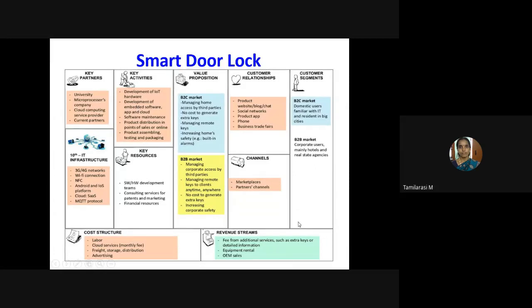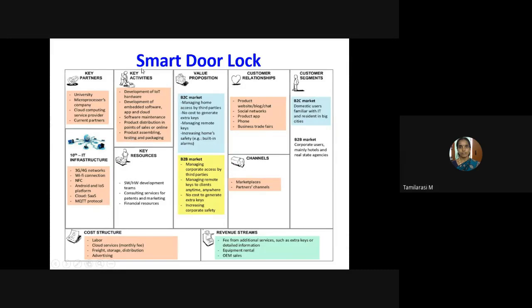If you type business model canvas in Google, you can get plenty of examples. Even for Google itself, there is a business model canvas available. Twitter, LinkedIn, so many things. For example, Uber. There are so many great professionals sharing sample business model canvases. You can refer to that.